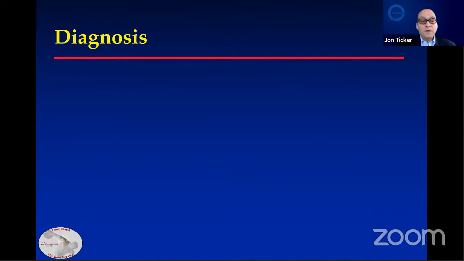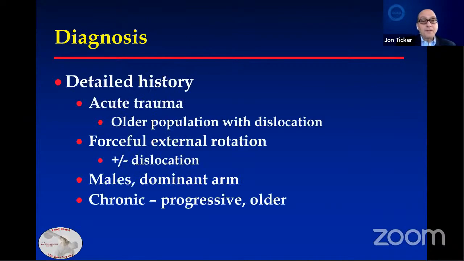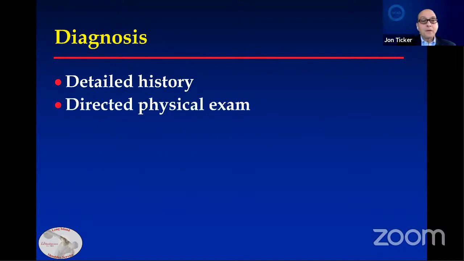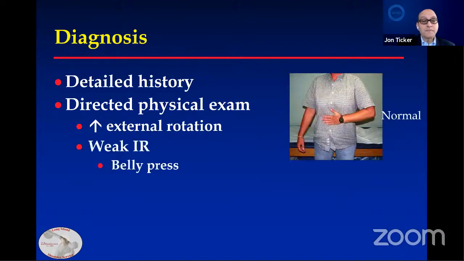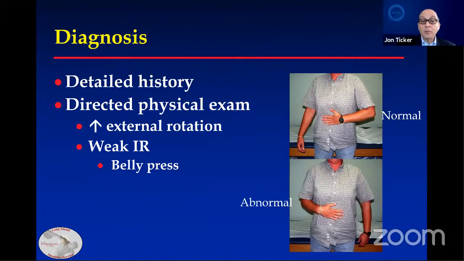In the clinic, a detailed history can often suggest subscapularis tear, with trauma, forced external rotation. It's more common in males. A directed physical exam, as in this patient, shows increased external rotation in the right shoulder, and weak internal rotation with the belly press. The left is the normal, the right is the abnormal, and the elbow cannot stay out to the side.